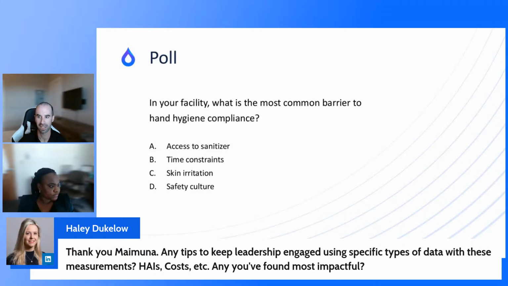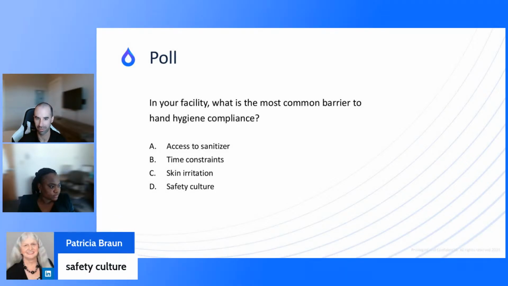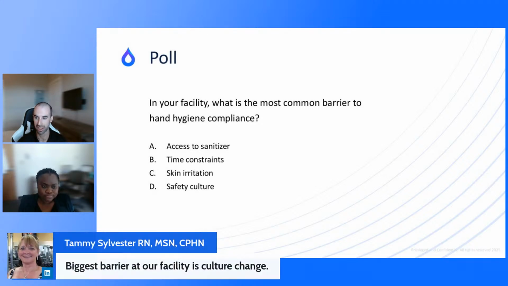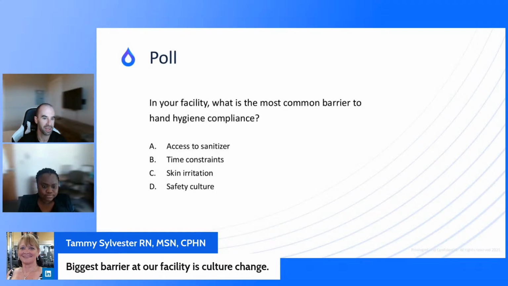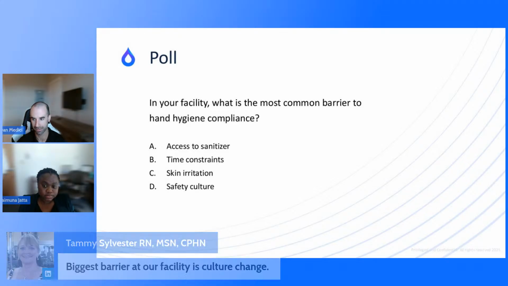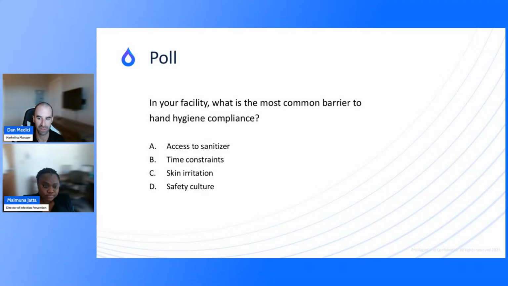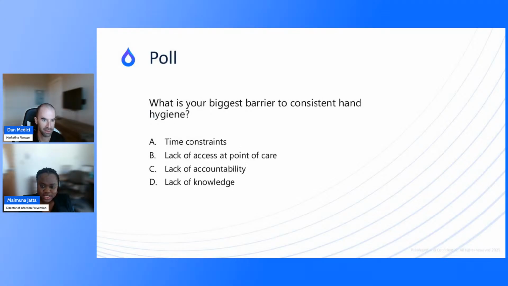That was great. So we have Patricia saying safety culture is one of the biggest barriers, or most common, at their facility. And Tammy is saying culture change or facility culture change as well. Okay, cool. Let's move along to the next one here. We can do this one, and then we'll probably be done on time.